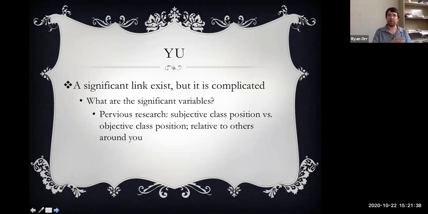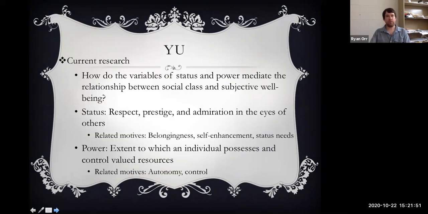So some earlier research started to dig into, what are the significant variables? What does make class correlate, connect to subjective well-being as a whole? So what the current research tries to add to this conversation is looking at the variables of status and power, and how these two variables together or separately mediate the relationship between social class and subjective well-being.